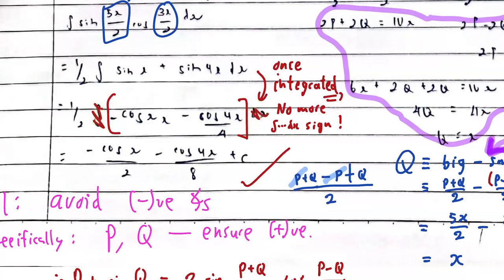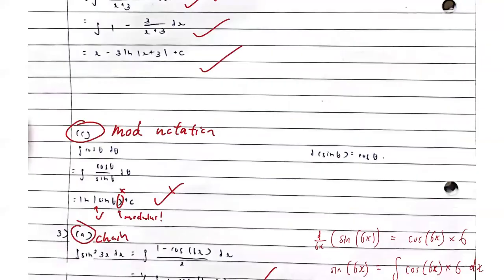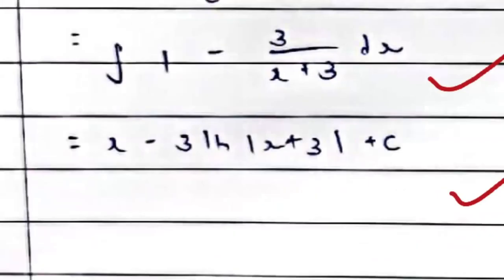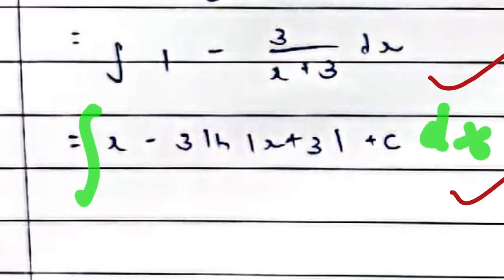Understand? Once you integrate, you already did something similar, you managed to do that safely previously. You see, integral of something dx. Once you integrate the 1, you get an x. Once you integrate this guy, you get 3 ln. Do you still need to put the integral in dx? No. You don't need to, you should not.